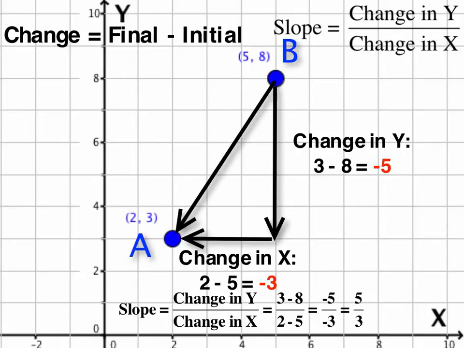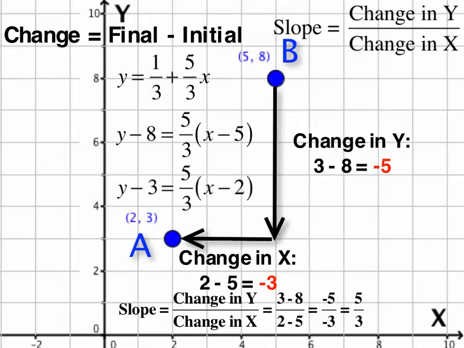The slope equals negative 5 over negative 3, which is of course the same as 5 over 3. And that's why it doesn't matter the direction that we go from point A to point B or point B to point A, we find the exact same slope, and hence we would have found the exact same equation.